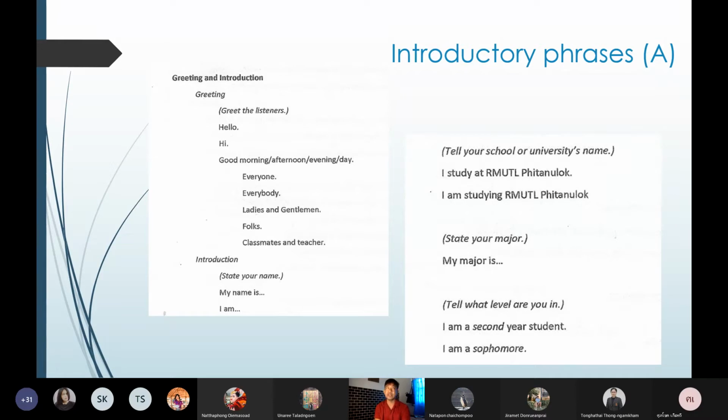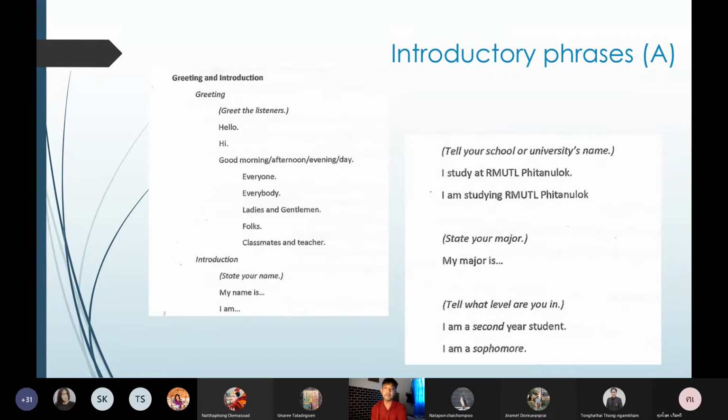So first, you have to greet your audience. You could say hello, hi, or even more polite. Take note, even more formal when you use good morning, good afternoon, good evening, or good day. Then you could add everyone, everybody. You could also say ladies and gentlemen, folks, classmates and teachers if you are inside the classroom, or if you have guests, then classmates, teacher, and guests.